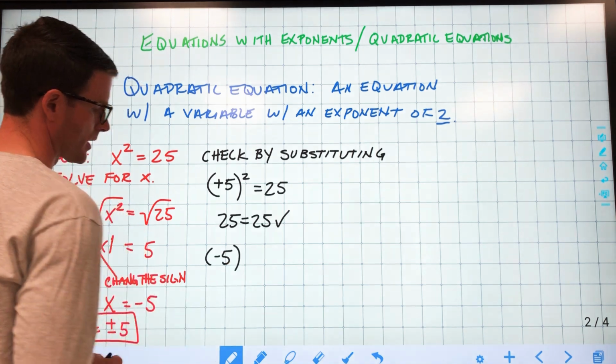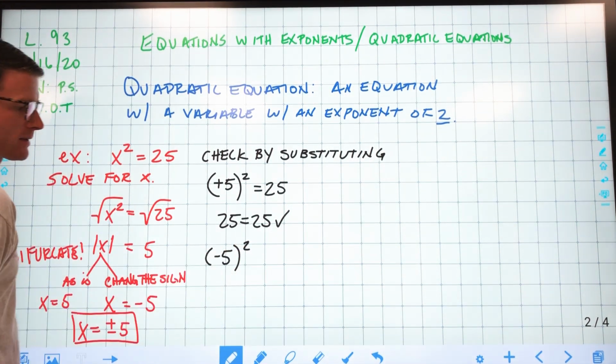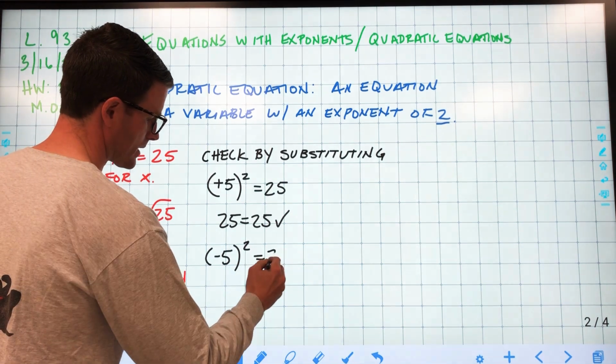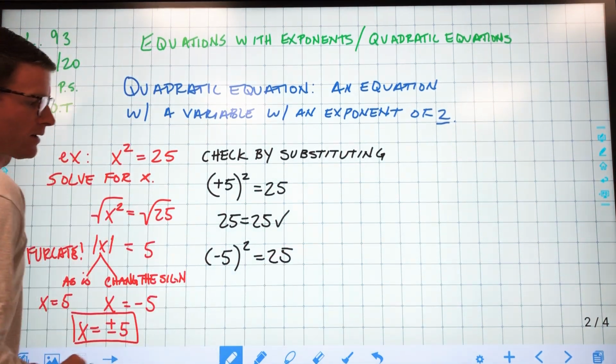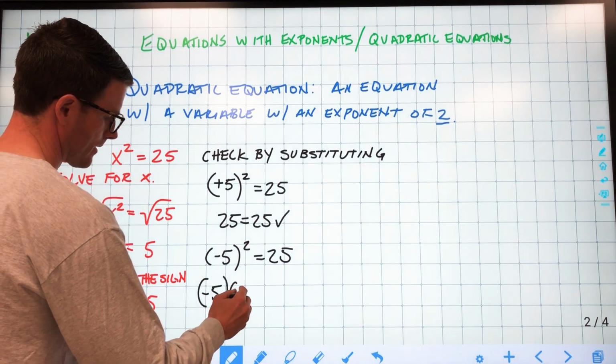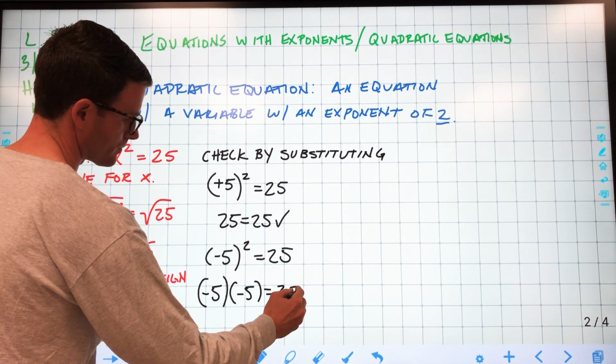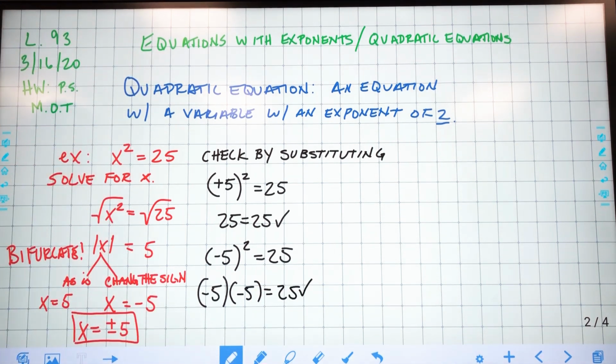And then I'm going to substitute -5. Again, I'm going to put this in parentheses to help show. So -5 goes in for the x. -5 squared, does that equal 25? And yeah, -5 times -5, negative times a negative is a positive. So that is true. All right, so there's your answer for our first example, x squared equals 25.